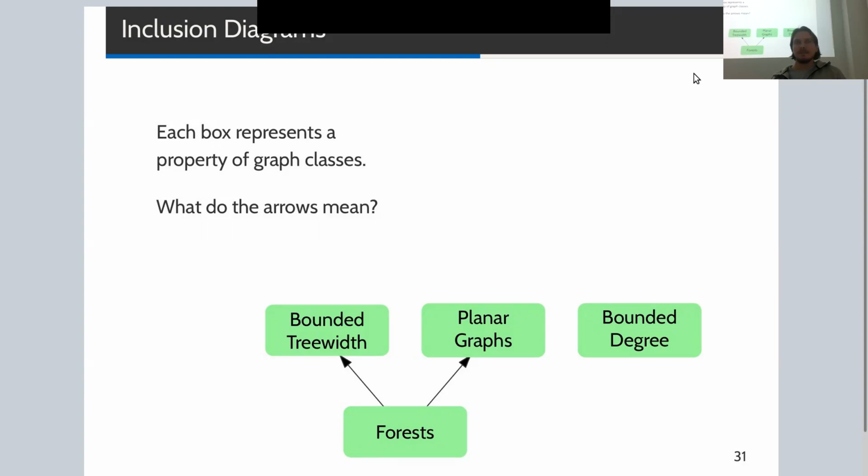Every graph that's in the box forests would also be contained in the box bounded tree width. Almost. So you say every graph is in this box. If it's in that box, every graph class, actually. So this is now a bit confusing. We have to talk about graph classes. So if a graph class consists only of forests, then the graph class has in particular bounded tree width.